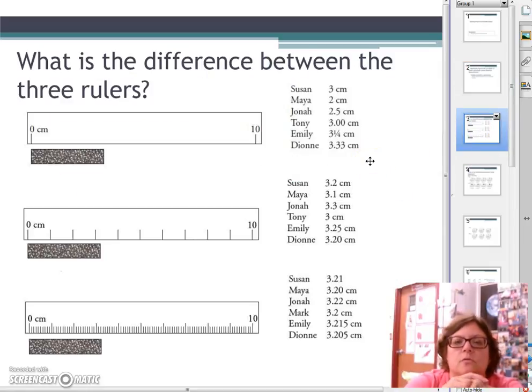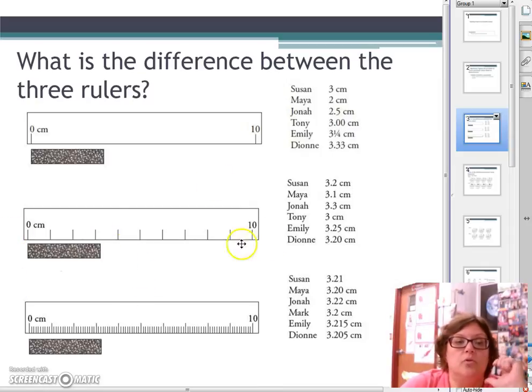What's the difference between these rulers? The first ruler has a major scale of 10 and no minor scales. So how certain can we be of what that measurement is? We know it's between 0 and 10, but we do not know what it is. If you look over at the right, Susan's guess of 3 or Maya's guess of 2 are your 2 best answers here, because you can't be any more certain. You can't be certain if it's 2.5, because 2.5 would mean you'd have to have two different numbers to compare between. And you can't be certain that it's 3.00. It's just not that precise.